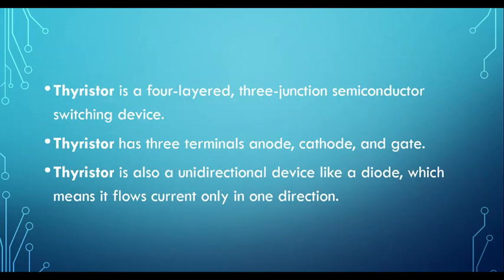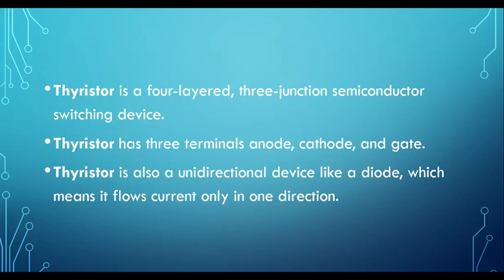Now, by definition, a thyristor is a four-layered, three-junction semiconductor switching device. So again, the keyword here is the switching device. This is a function of the thyristor. It may serve as a switch, but of course, there is also another function of the thyristor, which is amplification. Now, the thyristor, just like the transistor, also has three terminals.